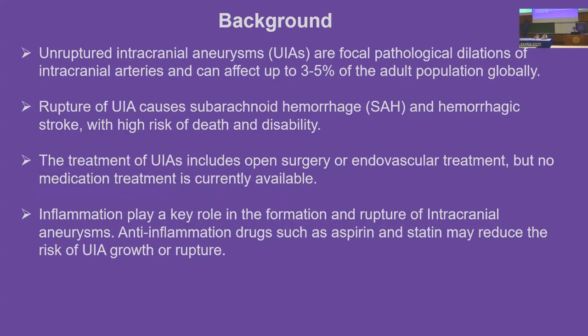Unruptured intracranial aneurysms are focal pathological dilations of the intracranial arteries and can affect up to 3 to 5% of the adult population globally. Rupture of the aneurysm causes subarachnoid hemorrhage and hemorrhagic stroke with high risk of death and disability. Treatment of the aneurysm includes open surgery or endovascular treatment, but currently there is no medication treatment available. Inflammation plays a key role in the formation and rupture of intracranial aneurysms. Anti-inflammatory drugs such as aspirin or statin may reduce the risk of aneurysm growth or rupture.